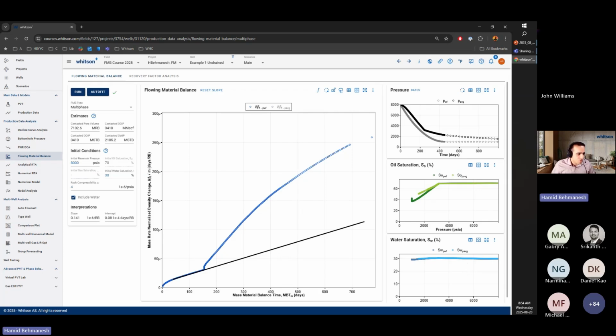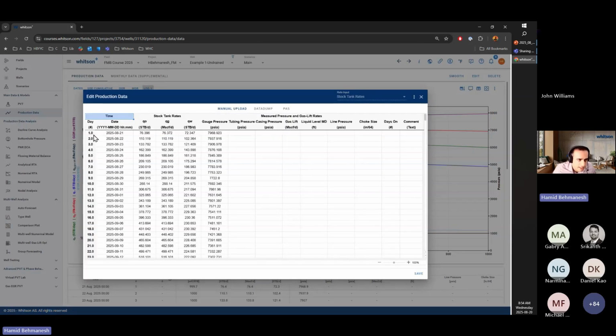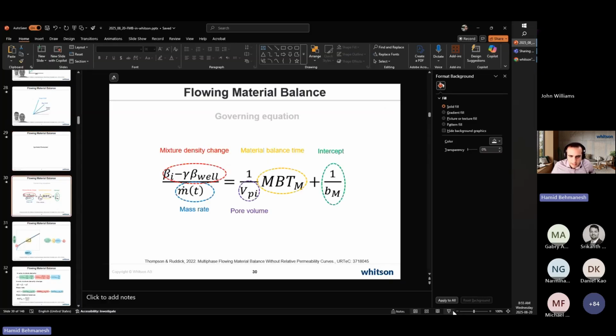Another question: does it export daily rate? We can test it. We can go to the production data, and in this edit button, you see that the initial part is daily rates, and then it switched to maybe 10, I guess 10 days. Yeah, it seems to be daily rate exported to the production rate. So I'm going to proceed with the theory behind it.